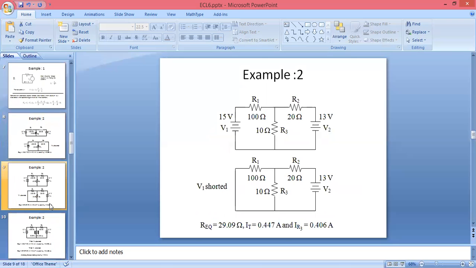Next, if you are considering V2 and you are doing short circuit of this V1, you can see 100 ohm and R1 are in parallel. You can calculate 1 upon 100, 1 upon R1. That will be 1 upon R equivalent. उनका रेसिप्रोकल लोगे, you will get the RP value.